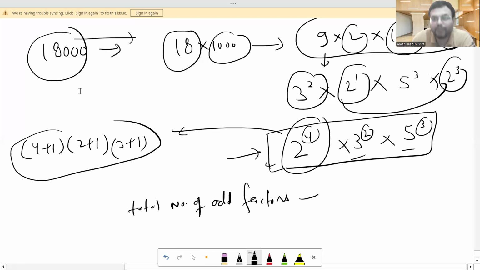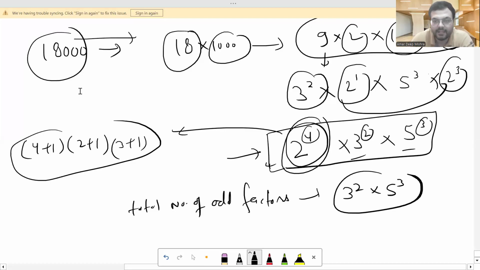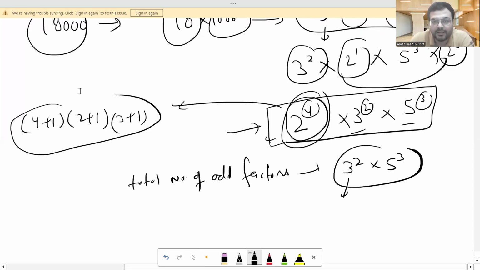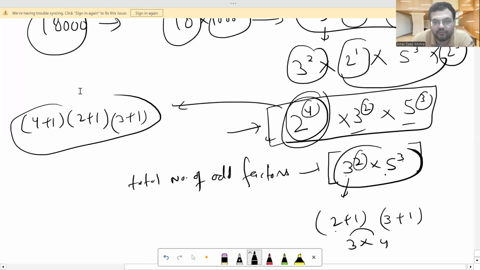For that, what you need to keep in mind is you forget this 2 power 4. Just assume for the time being that this 2 power 4 is not there in this format. Only 3 square and 5 cube, these two values are there. Now assume that this is the prime factor format which is left for you. So 3 power is 2, so take 2 plus 1. 5 power is 3, so take 3 plus 1. 2 plus 1 is 3, 3 plus 1 is 4. So 3 into 4, that is 12. So 12 is your total number of odd factors.